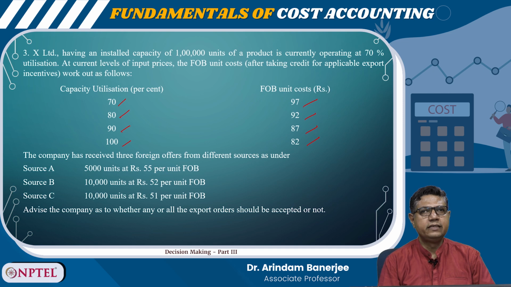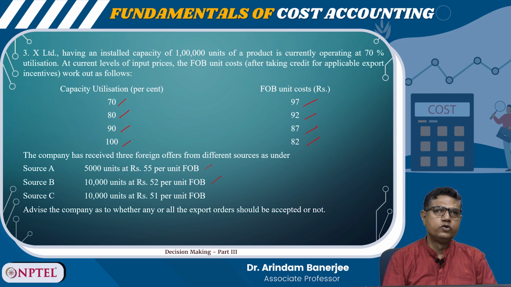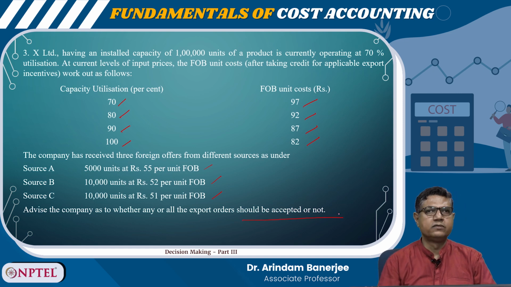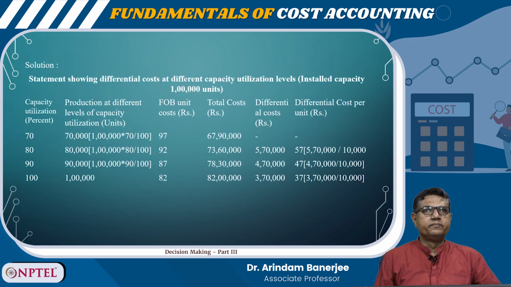The company has received 3 foreign offers from different sources as under. Source A, 5,000 units at rupees 55 per unit FOB. Source B, 10,000 units at rupees 52 per unit FOB. Source C, 10,000 units at rupees 51 per unit FOB. Advise the company as to whether any or all of the export orders should be accepted or not, right. This is again a problem of accepting or rejecting export orders. Let us see the solution.